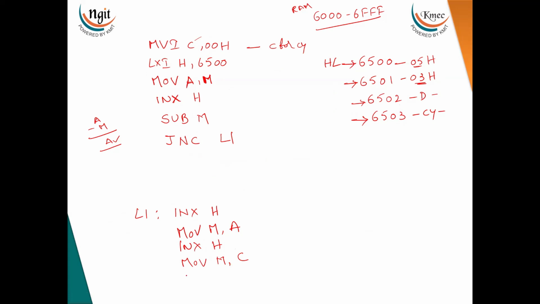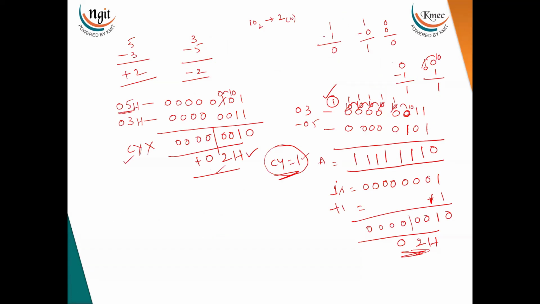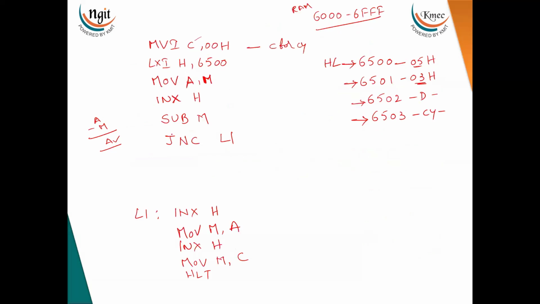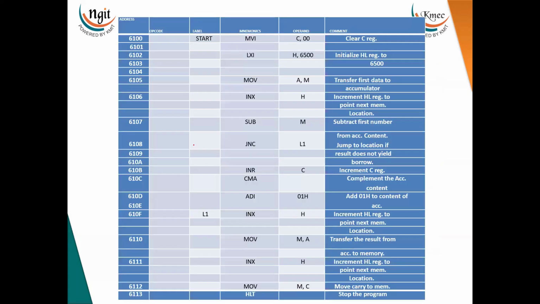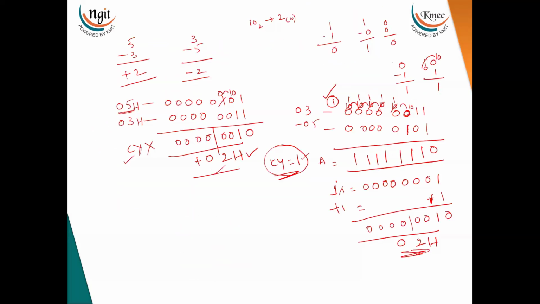Now halt, HLT. So this is for subtracting a lower value from the higher value. If you are trying to subtract the higher value from the lower value, up to this point it is the same. Now here what happens? Carry generates. So in this case, carry is generated, so borrow is set.